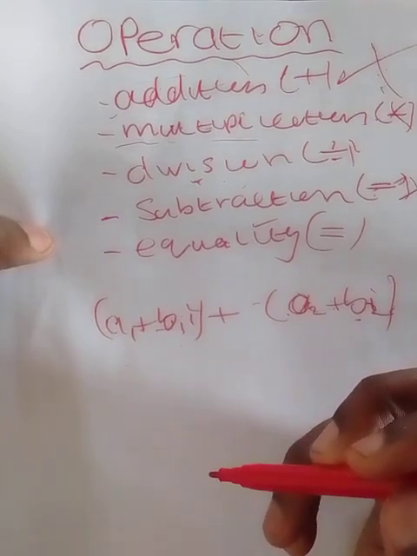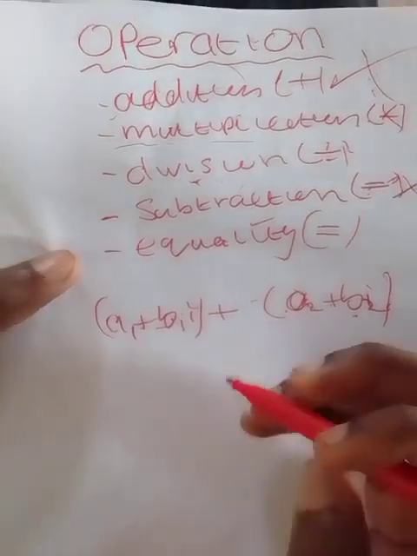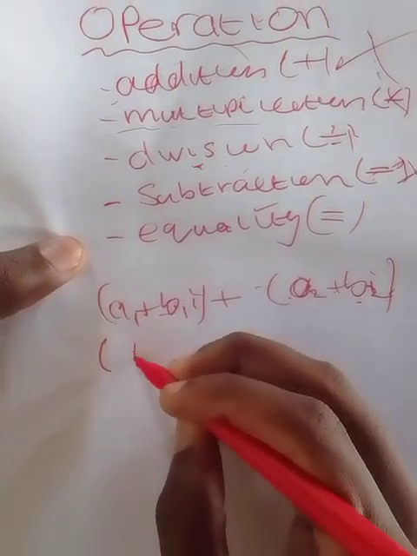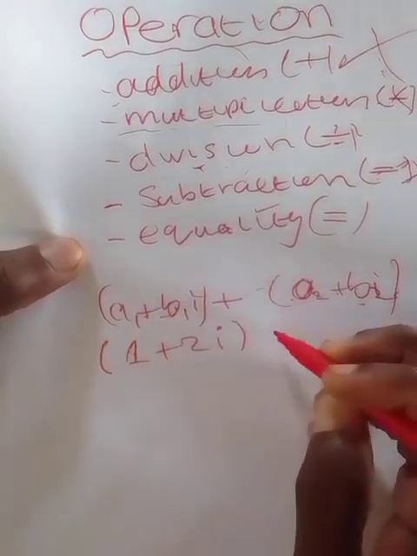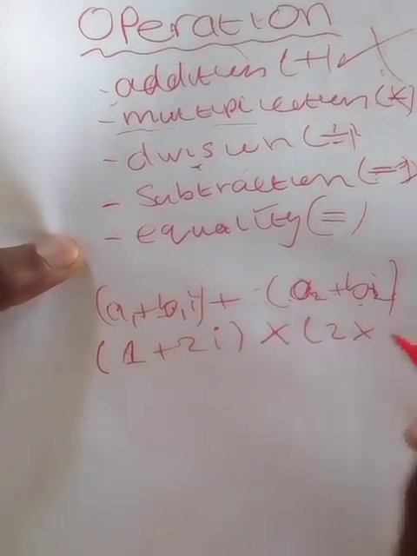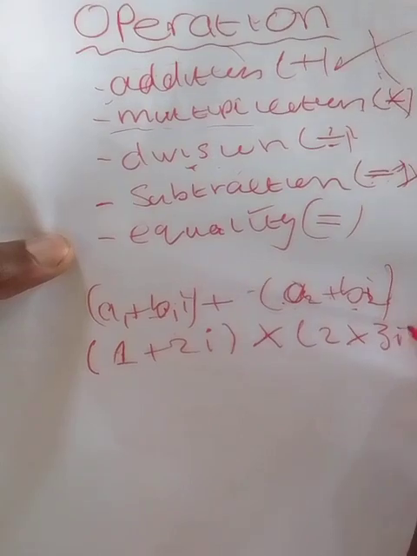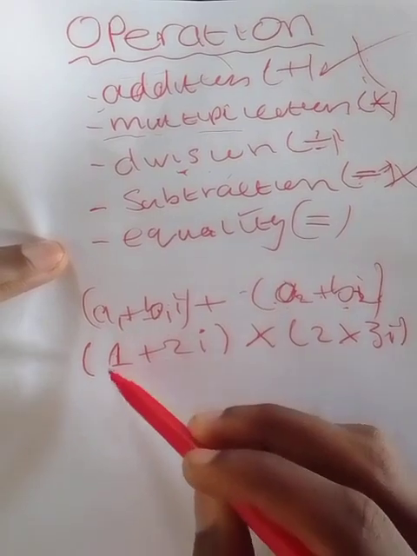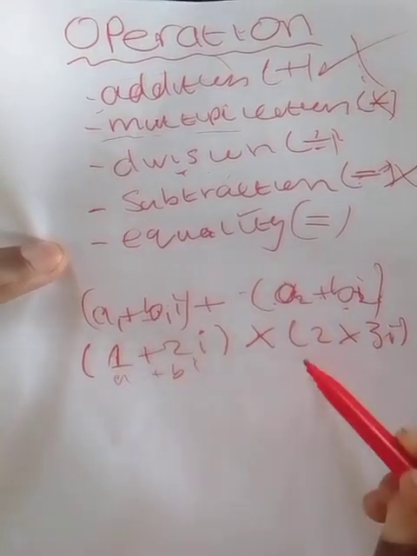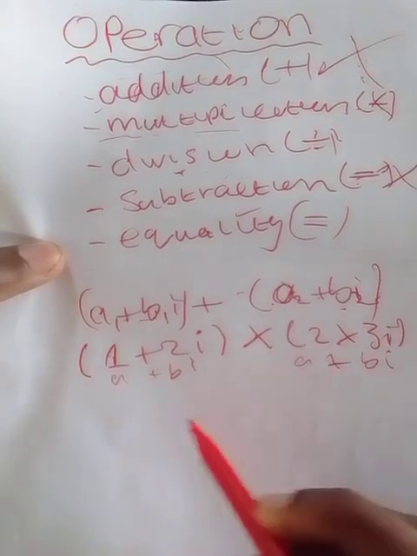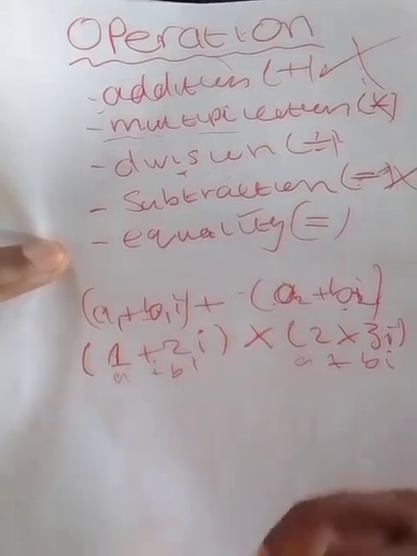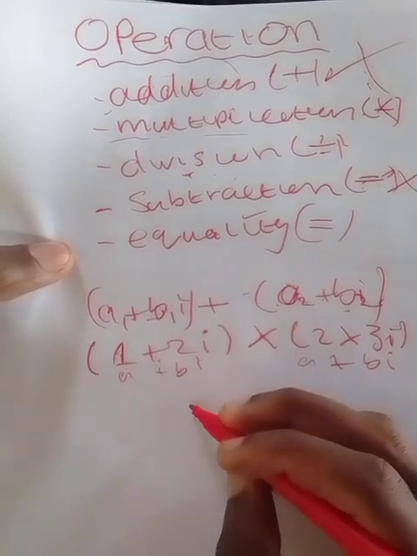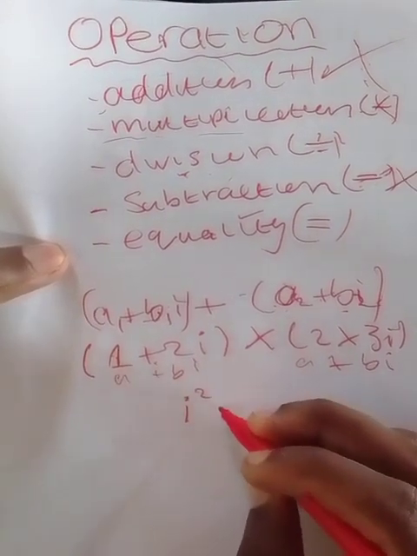So imagine you've been given, let's say, 1 plus 2i times 2 plus 3i. They want you to multiply these two complex numbers. This is a plus bi, and this is a plus bi. You have two complex numbers multiplying. Before I even proceed, there is a certain identity: when you have i squared, it is the same as having -1.